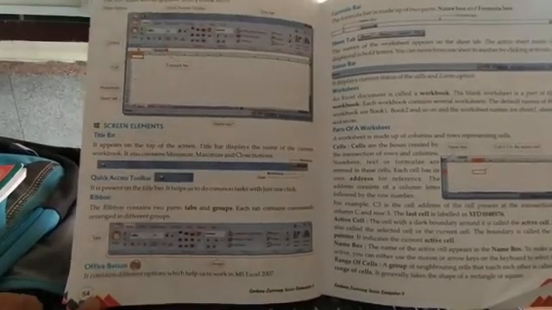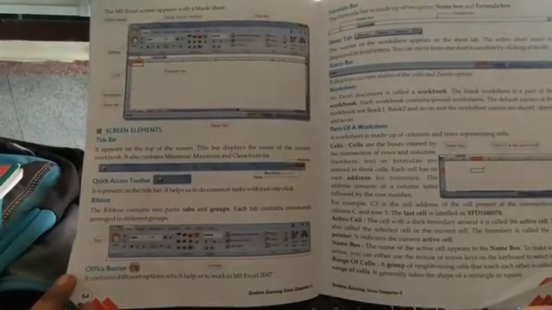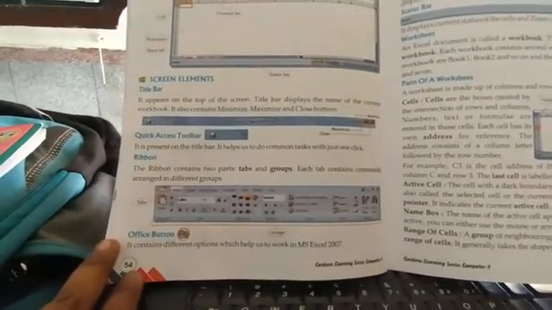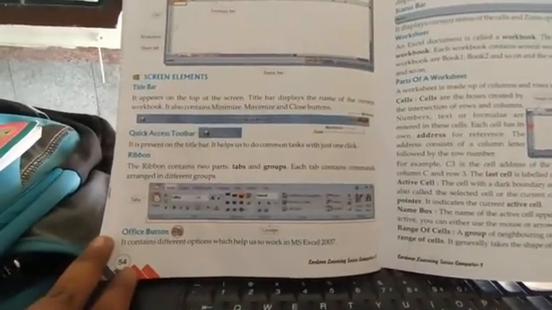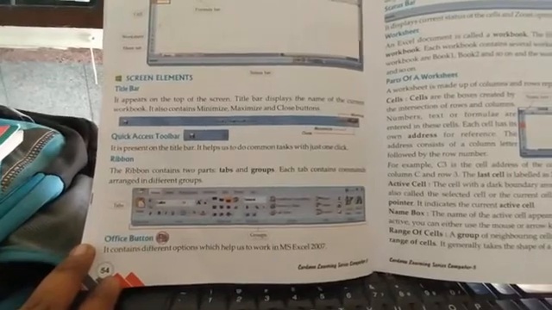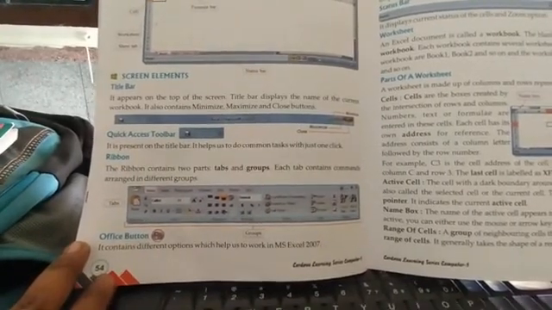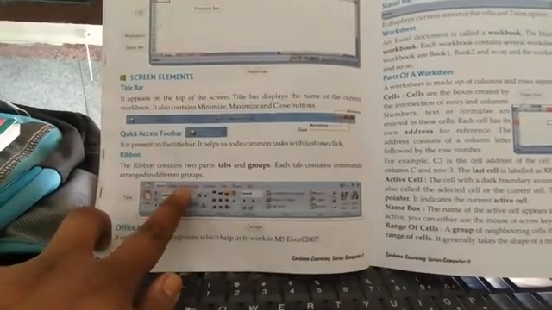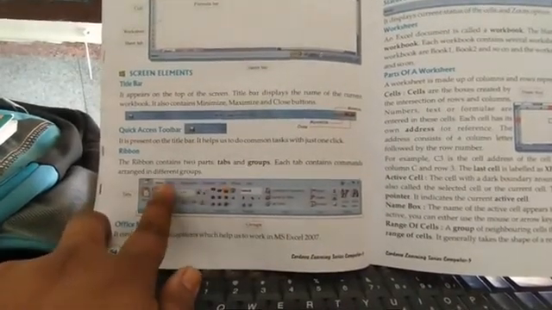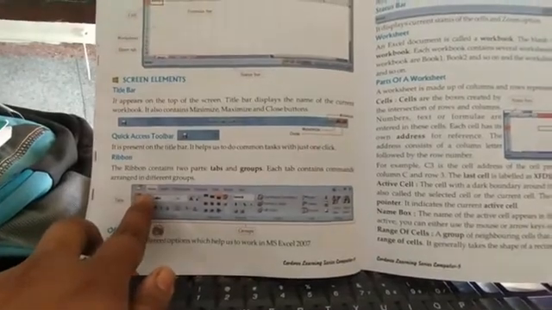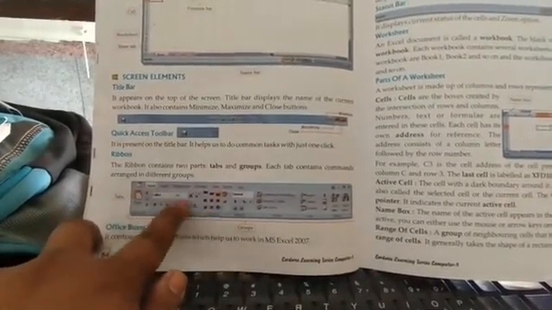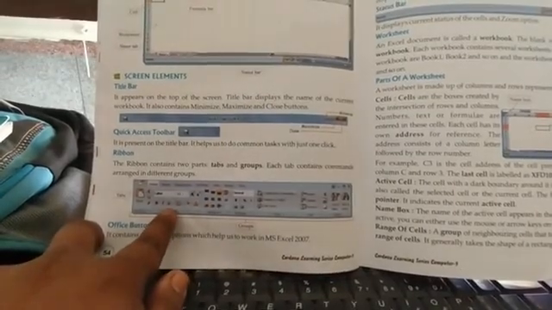Now next, that is the ribbon. The ribbon contains two parts, tabs and groups. You can see the diagram of the ribbon in your book, where each tab contains commands that are arranged in different groups. You can see some tabs like Home, Insert, Page Layout, Formulas, Data. Whenever you click on these tabs, the associated commands will be arranged in different groups.